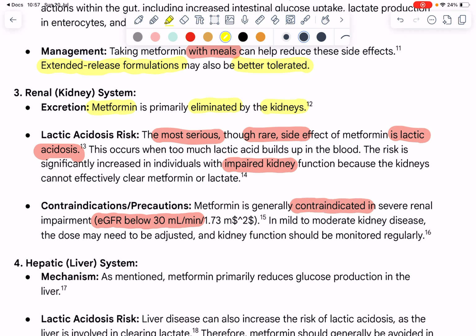If the patient has mild to moderate kidney disease, you can adjust the dose of metformin, and you need to regularly check the kidney function.